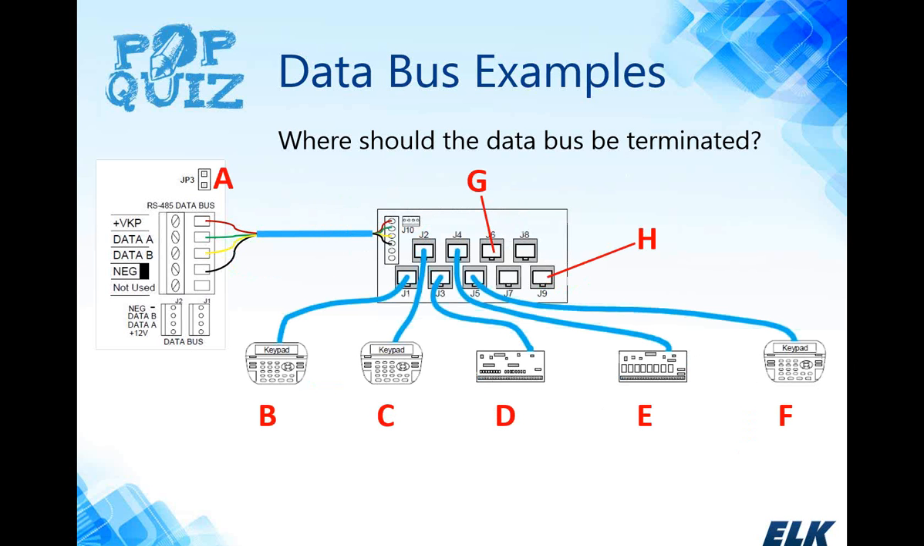All right, we're going to make it a little tougher this time. This is using the M1 DBH, so take a few minutes, look at this, and let's decide where the terminating jumper should be installed.